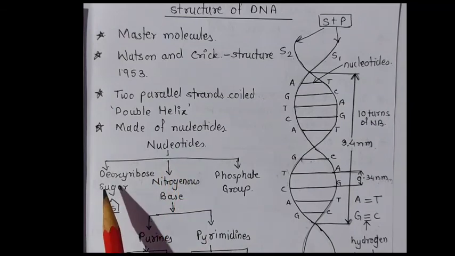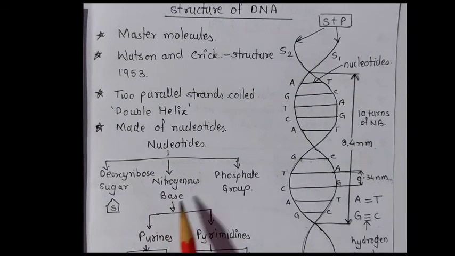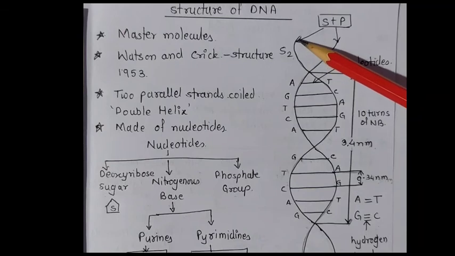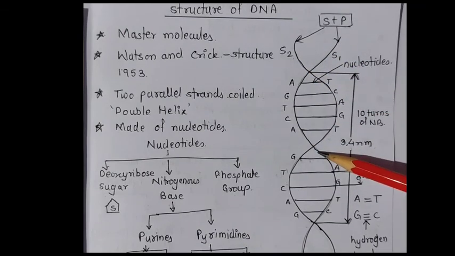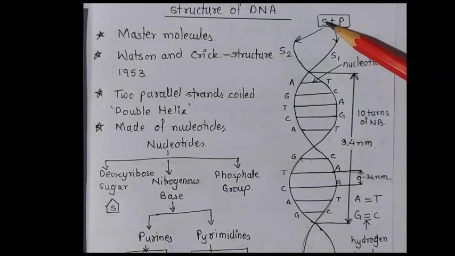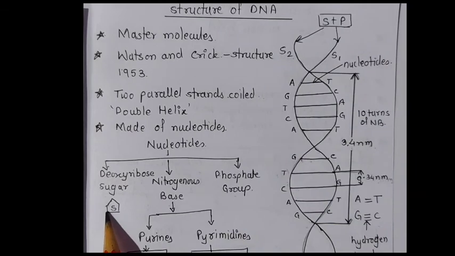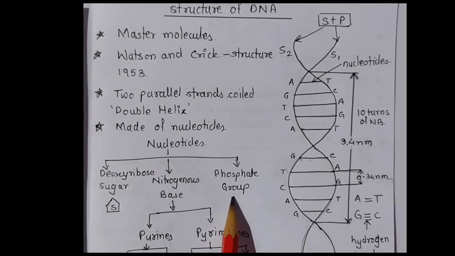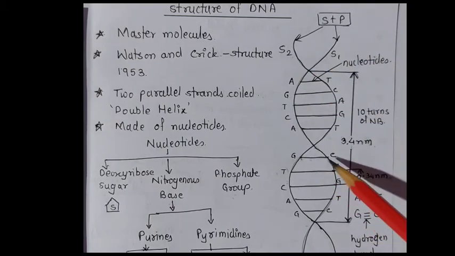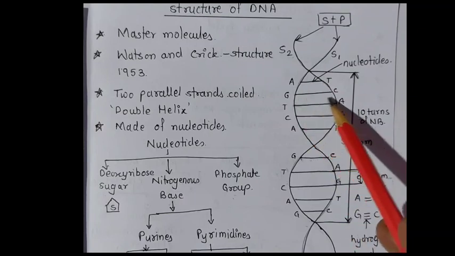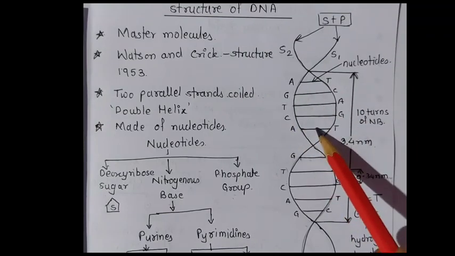Okay, and these nucleotides are made up of deoxyribose sugar, nitrogenous base and phosphate groups. Actually, the two strands here, these two parallel strands, are made up of deoxyribose sugar and phosphate group. That S and P you can see here, S means deoxyribose sugar and P means phosphate group. So the parallel strands are made up of these two substances, and in between that you will find the nucleotides which contain the genes.